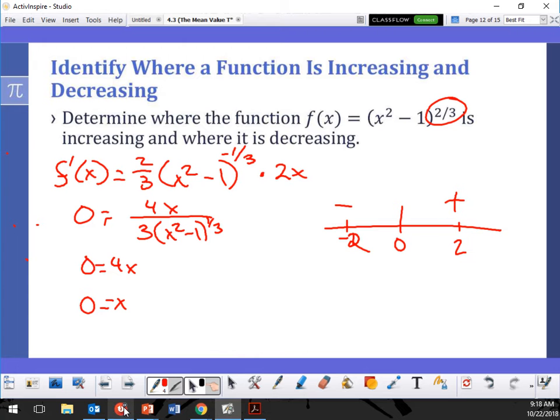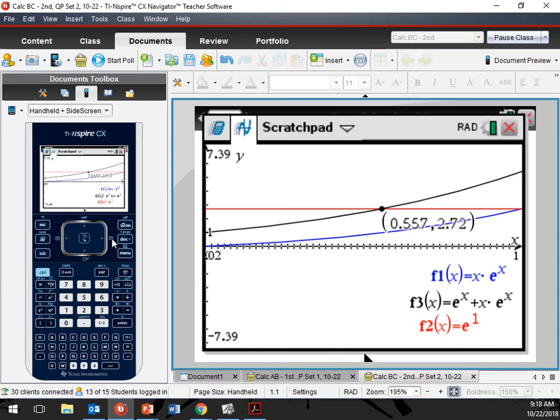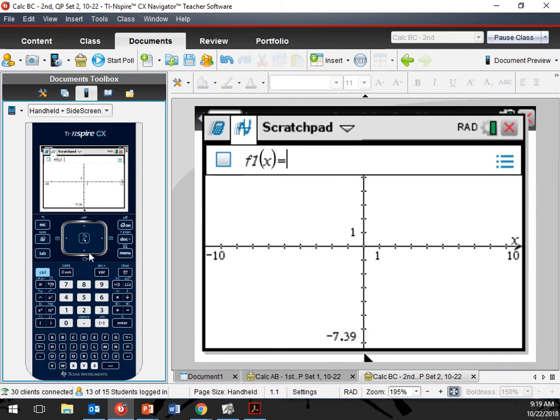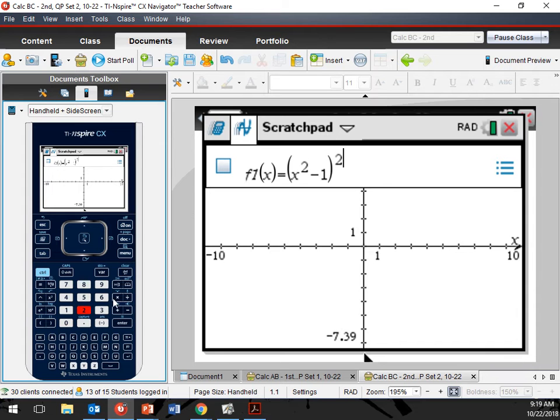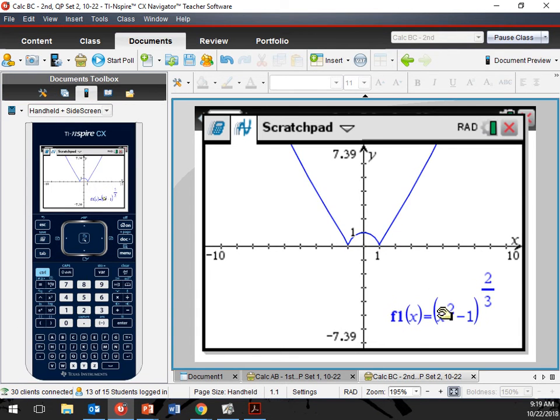Okay, so let's go back to that graph. Graph here, clear that. Okay, so now my original function was x squared minus 1, all to the 2/3, like that, right? Okay. Ooh, look at that. Okay, so there we go right there. That's the issue I was having, right? At negative 1 and 1, right?